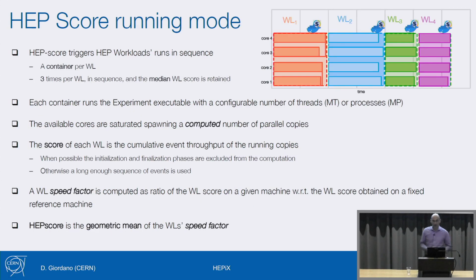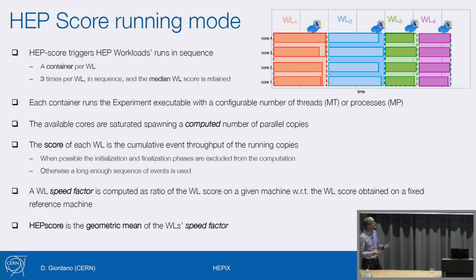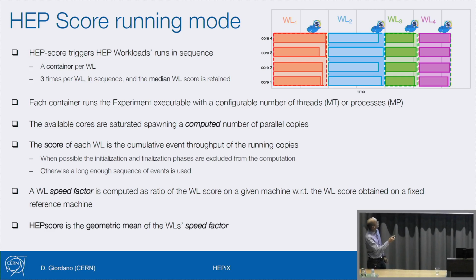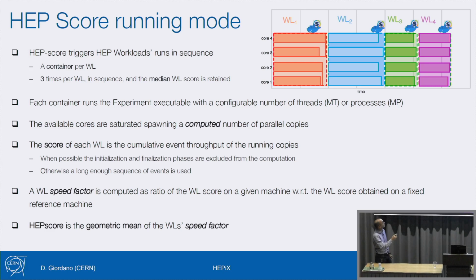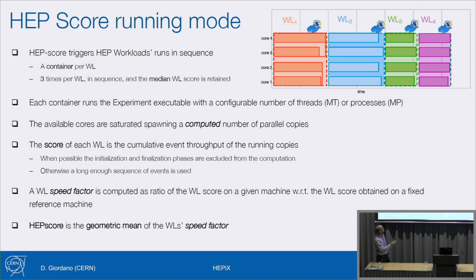So how is the score computed? Here there are a lot of similarities with the SPEC CPU 2006, because there is nothing wrong in the way they do things. What we are questioning are the workloads that they run. So we have a number of workloads, the different workloads of the experiment. Each of them is in a container. App score will trigger one after the other. Indeed, it will trigger each one 3 times so that we can do the median.